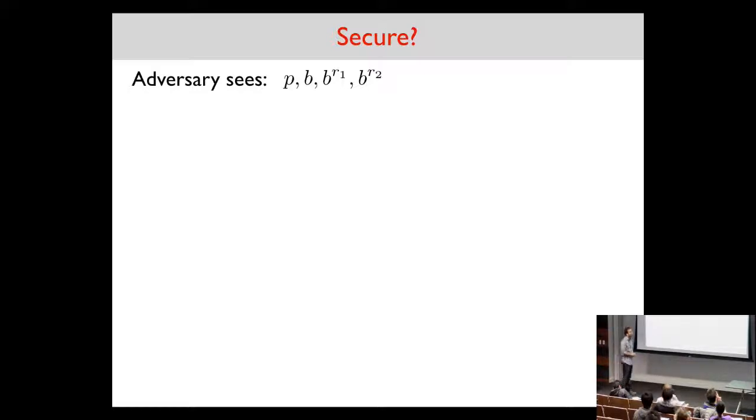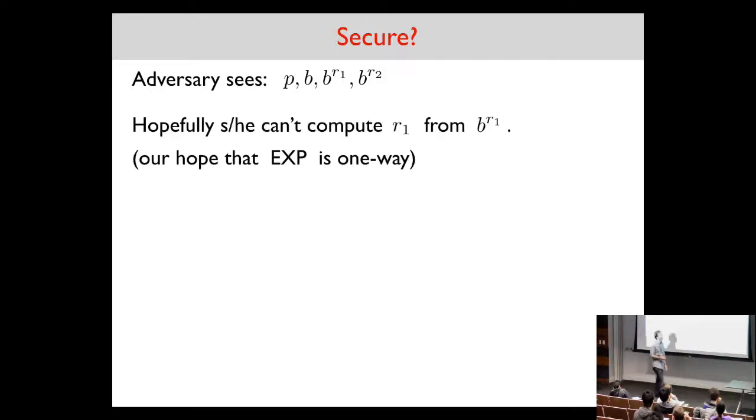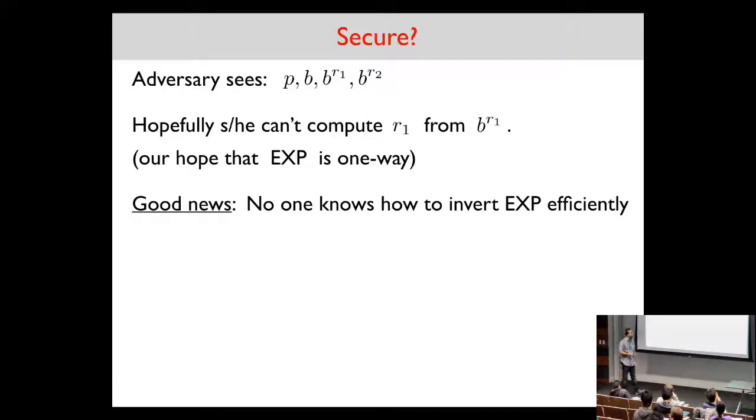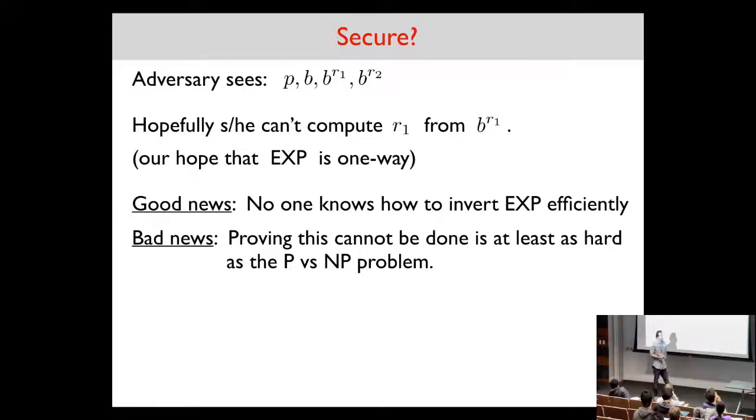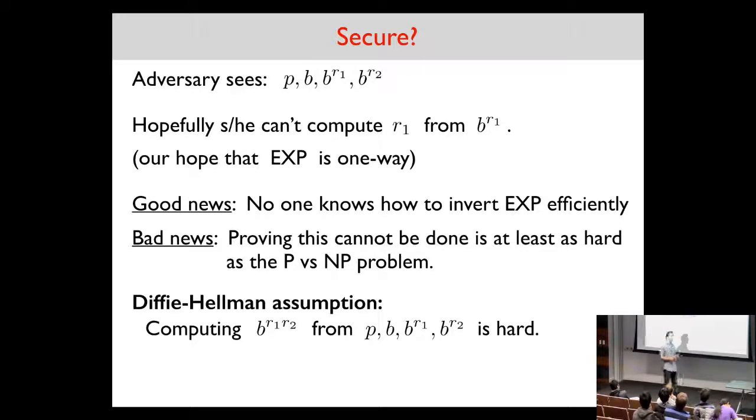Is it secure? So we know the adversary sees P, he sees B, B to the R1, B to the R2. Now we are hoping, of course, that from B to the R1, he can't compute R1. This is our hope that X is one way. Good thing is no one knows how to invert X efficiently. Bad news is proving this is at least as hard as proving P versus NP, because this function is in NP. So if you show that you cannot invert this function efficiently, you show P is different from NP.